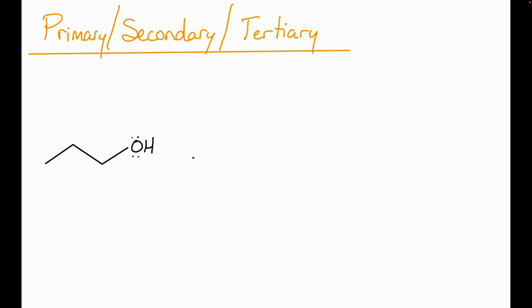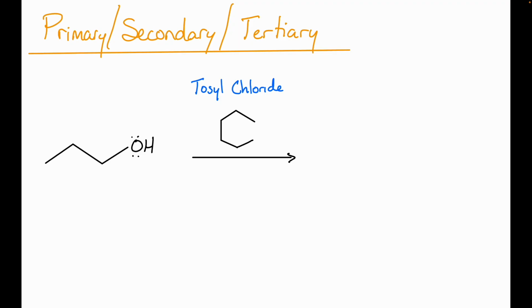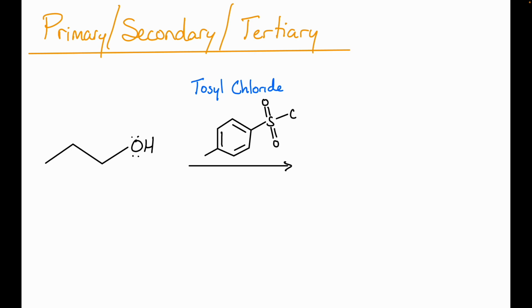Right, so if we treat our alcohol with, again, what's called tosyl chloride. Tosyl chloride is a big, ugly reagent here. We've got a benzene ring with a methyl group on one side, and then this sulfur, kind of like a sulfonic acid group, but instead there's a chlorine on there.